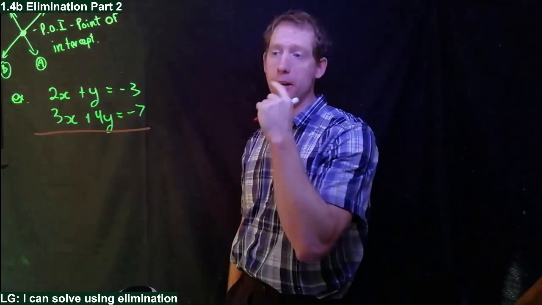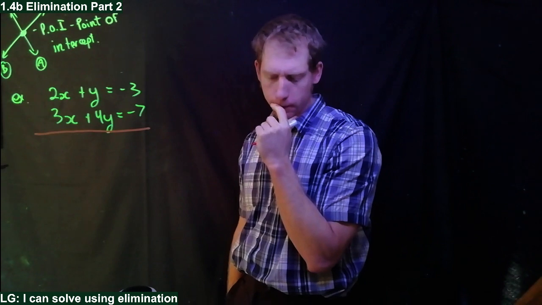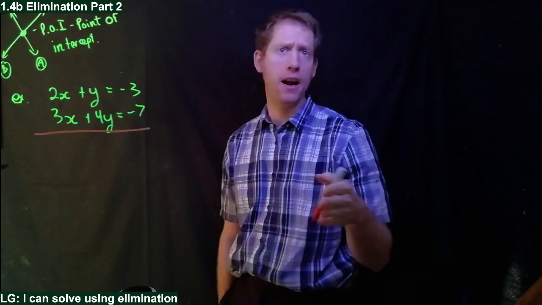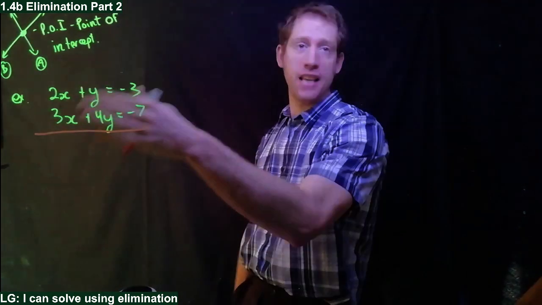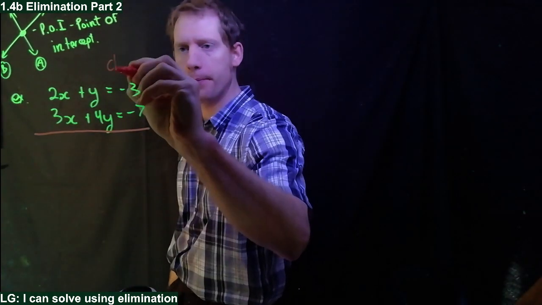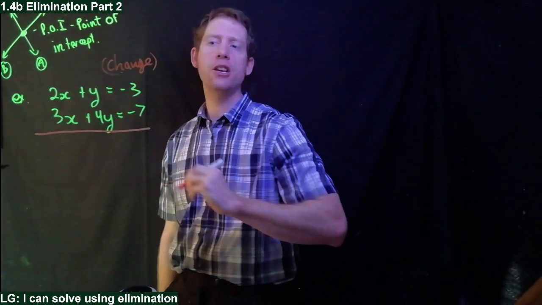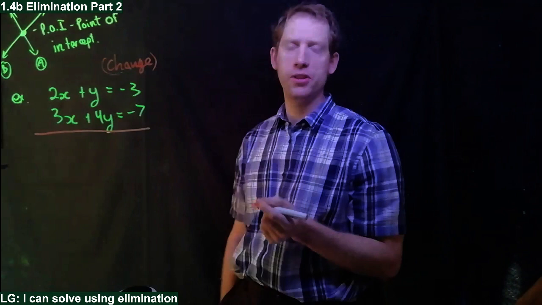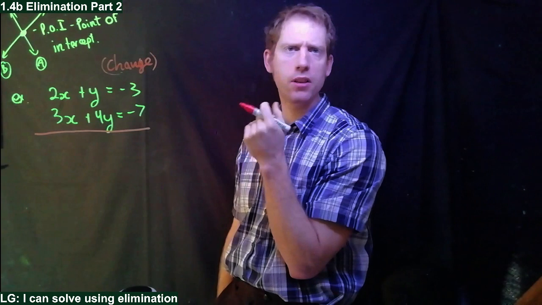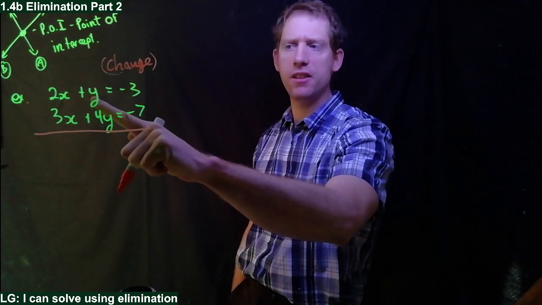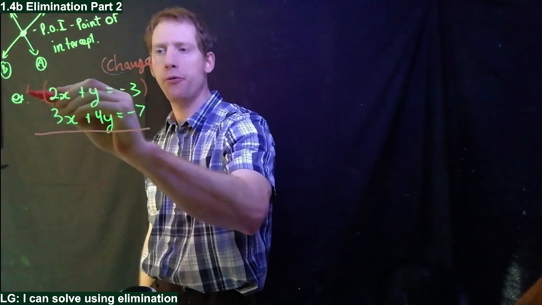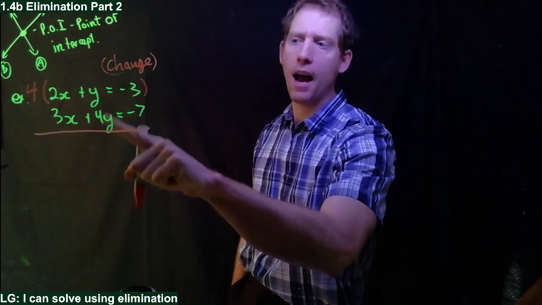But in this situation, we have 4y here and just a single y there. They're not the same, so we cannot just add and subtract. We need to change the equation. The way we can change it is we want to make one of the variables the same. I have a 2x and a 3x here, so that one's a little bit harder to change. But this one is just a single y. So what you can do is multiply the top equation by 4, because then the y's will be the same.